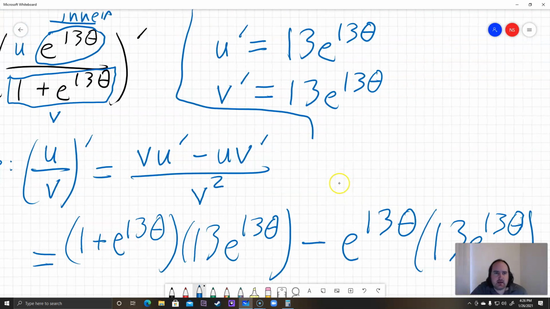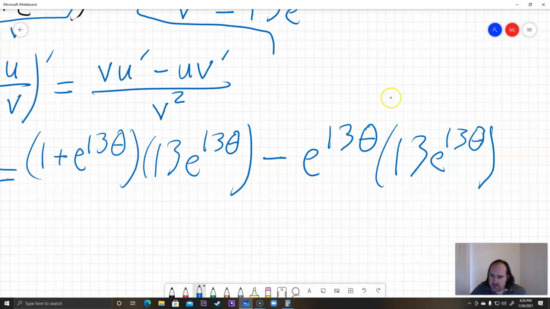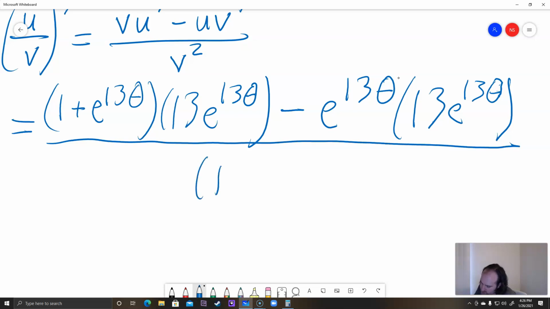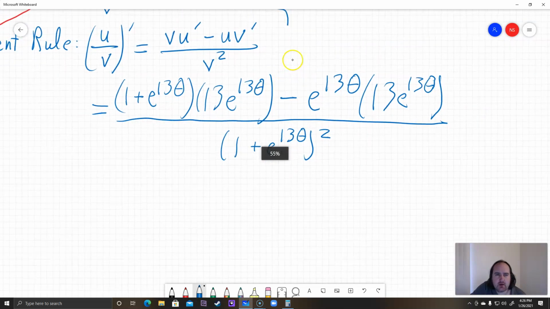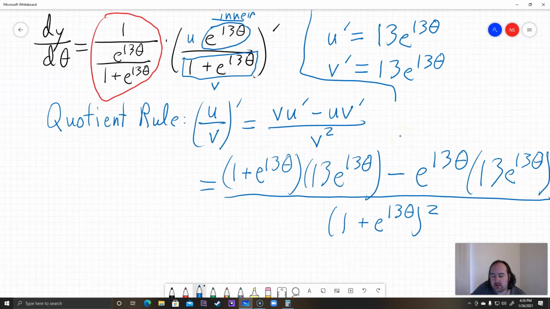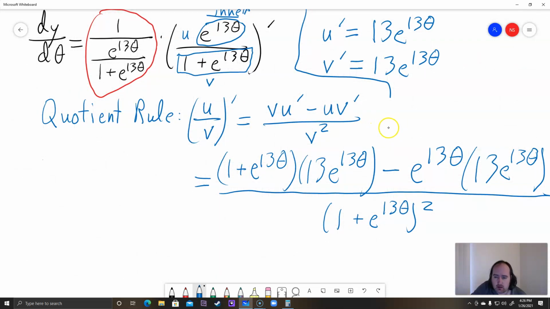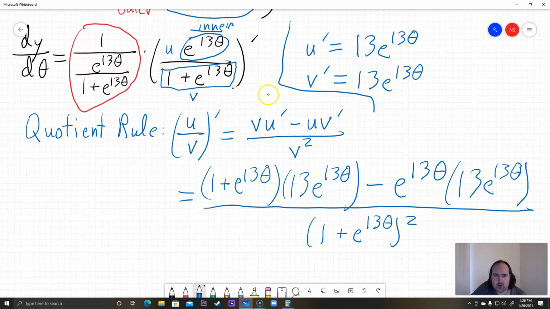Okay, so we just said that v was 1 plus e to the 13th theta. So in our denominator, we're going to have 1 plus e to the 13th theta, parentheses squared. Now this one is very complicated, I know. That's why a lot of people dislike or even hate the quotient rule, myself included, but it is important to do one of them. So we should be good here for all this, but we probably want to simplify a little bit before we plug it back into this original problem.